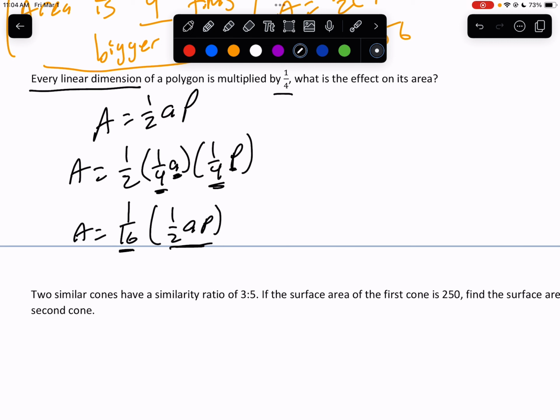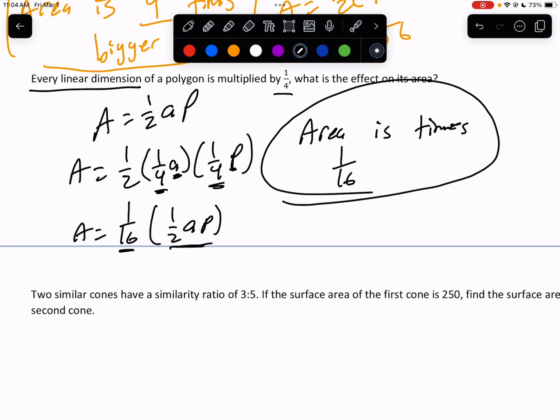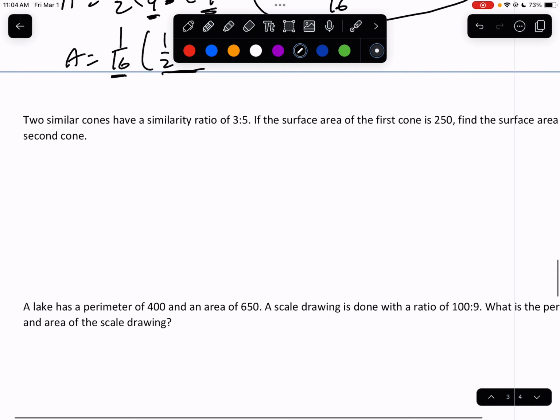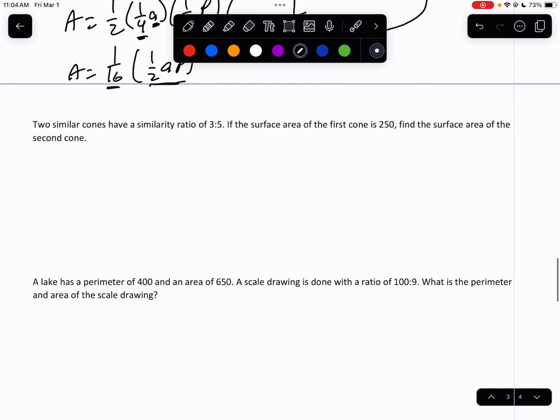So what would happen to the area? Area is times 1/16. Or could you say it's divided by 16? Yes. All right. Two similar cones have this ratio. The surface area is that. Find the surface area of the second cone.